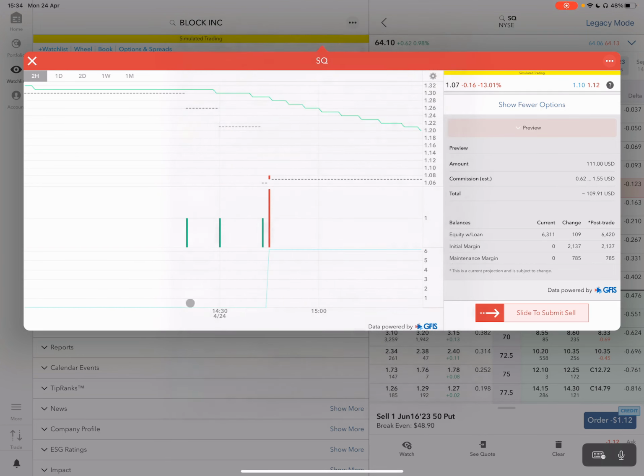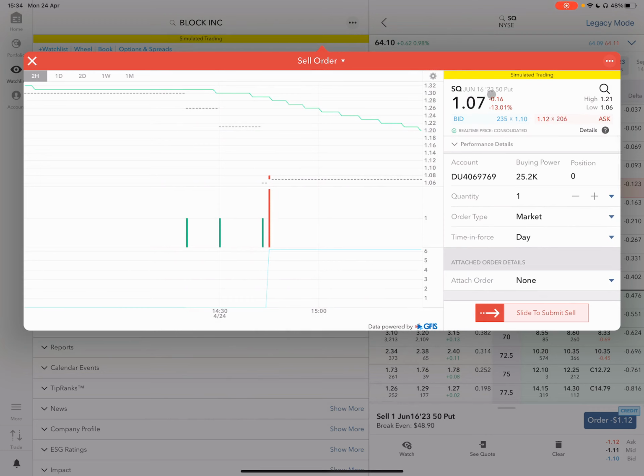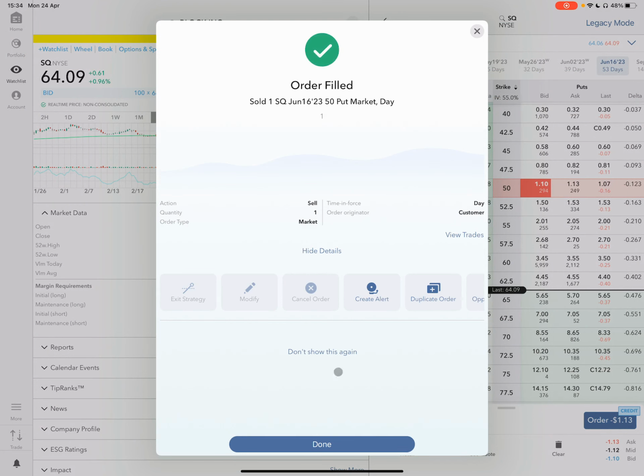So again, what I've done is just making sure that we are selling the June 16, 2023 $50 put for around $100. I'm going to slide to sell this at market. Hopefully we get filled straight away, which we do.